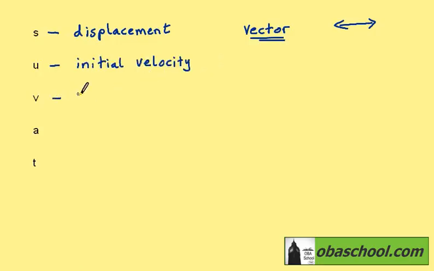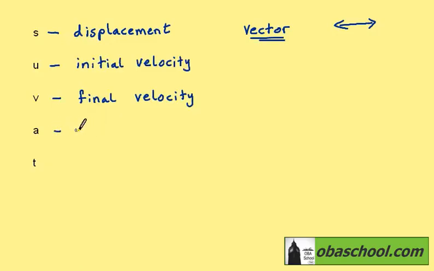v represents final velocity, or the velocity of the particle at the end of the period of motion. As with initial velocity, it's a vector, and we know that velocity is the vector equivalent of speed. Velocity is speed in a given direction.